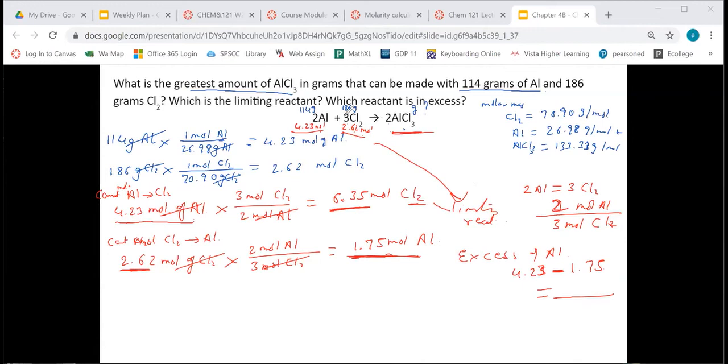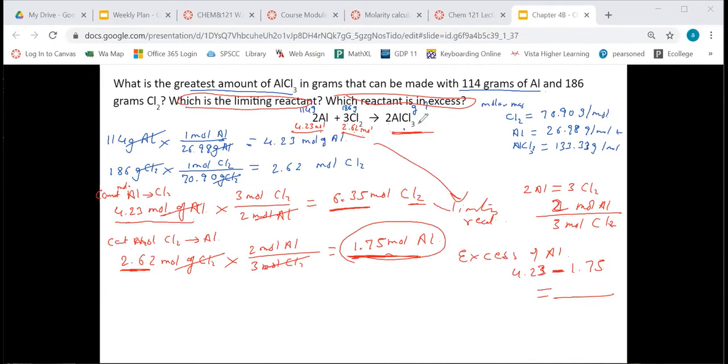So that means all of this chlorine will be used up and only this much of aluminum will be used up, and the rest will just remain. It's not going to react because there is no chlorine. It's just going to sit there as aluminum. So if you subtract this from that, then you will find the excess of aluminum which will remain there. Is this clear? Okay, so that's how you find the excess, and that's how you find which is the limiting reactant.